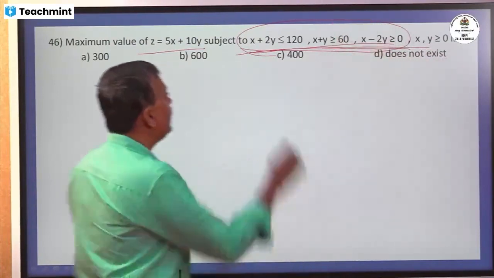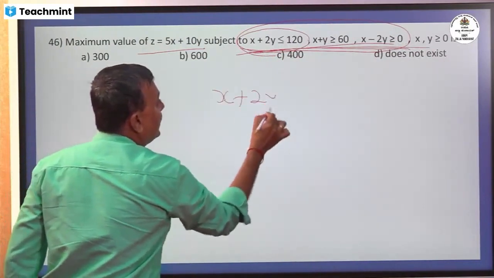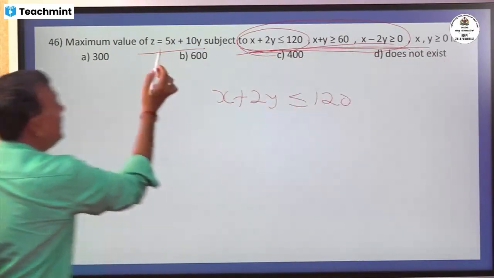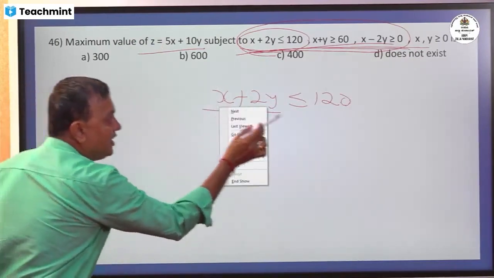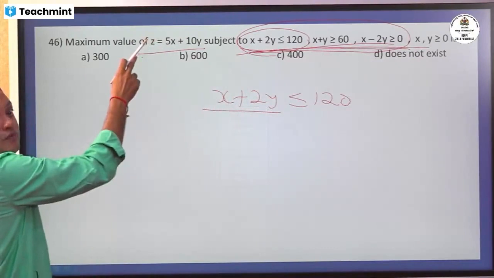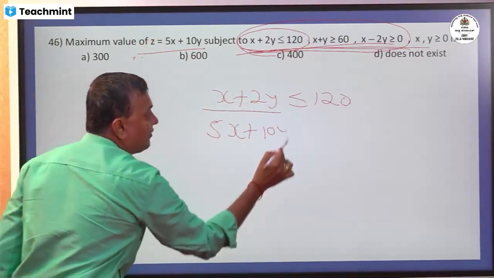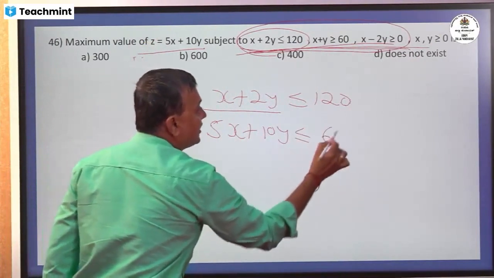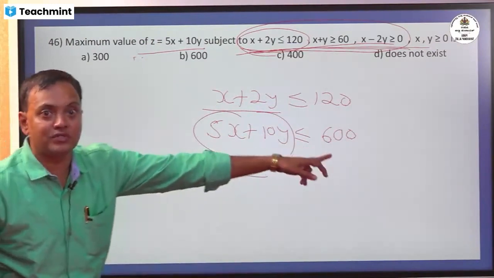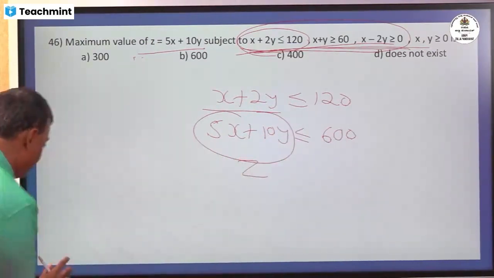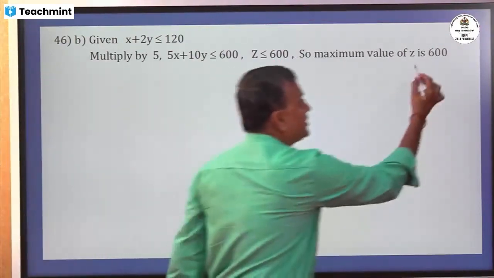So now look here, x plus 2y less than or equal to 120. By this inequality we can get the objective function z. Multiply by 5, we get 5x plus 10y less than or equal to 600. This is z. So z is less than or equal to 600, which means the maximum value of z is 600, correct?